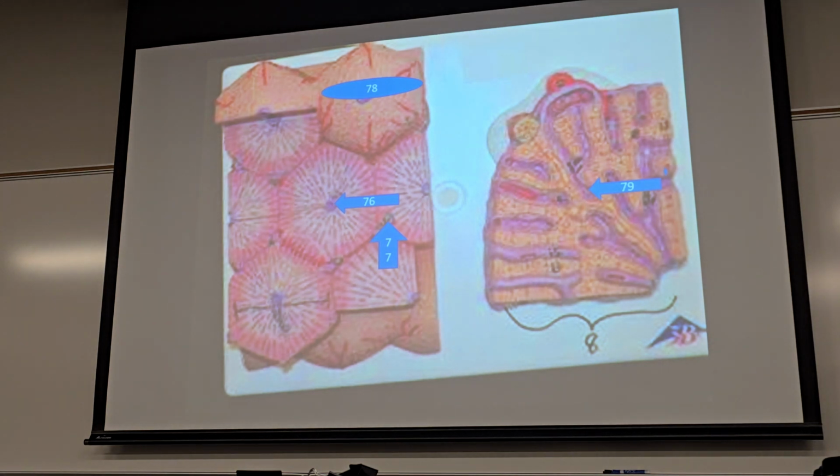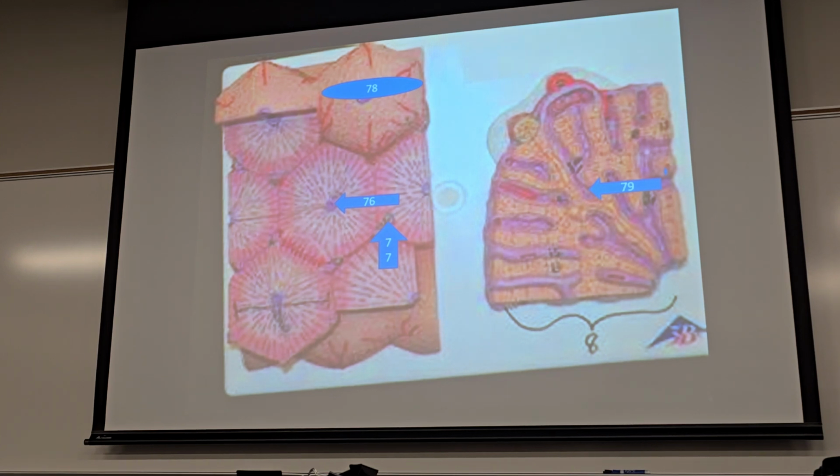Okay, what is this a model, a histological representation of? The liver. Right? Good. So let's see, what is 78? Lobule. Okay, so notice the whole thing. What about 76? Central vein. What do you think 77 is? Portal triad. What about 79?